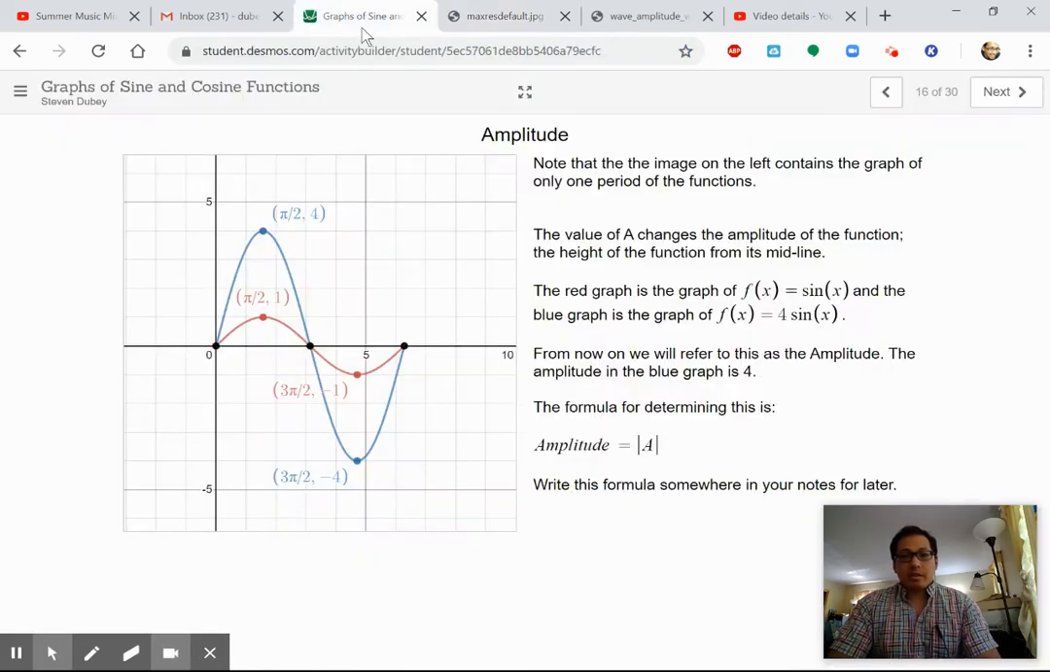Okay, coming back onto the next screen. Hopefully you noticed changing A changes the amplitude, right? That's what I said. I just need this to solidify. You need to remember this stuff. So for example, the red graph is the normal sine function. The blue graph is a sine function with a different amplitude. It's 4 times the sine of x, and so it's got an amplitude of 4. And there's a formula you could think of: the amplitude is the absolute value of A. You might want to write that down somewhere in your notes for later. You will use it again later.